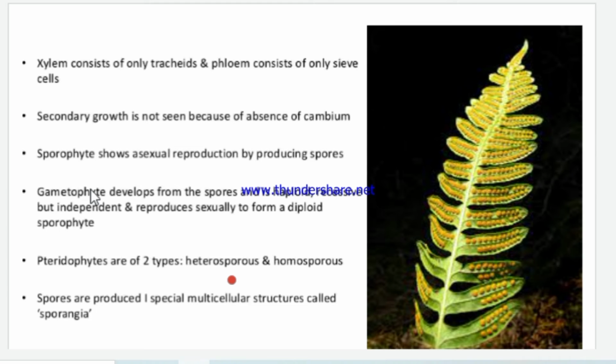Now, spores are produced in multicellular structures called sporangia. And where are these sporangia present? At the back side of the leaves in the form of sori. So, you will see the globule-like structures at the back of the leaves, which are called sori, and here the meiocytes are produced, which upon meiosis produce the spores.